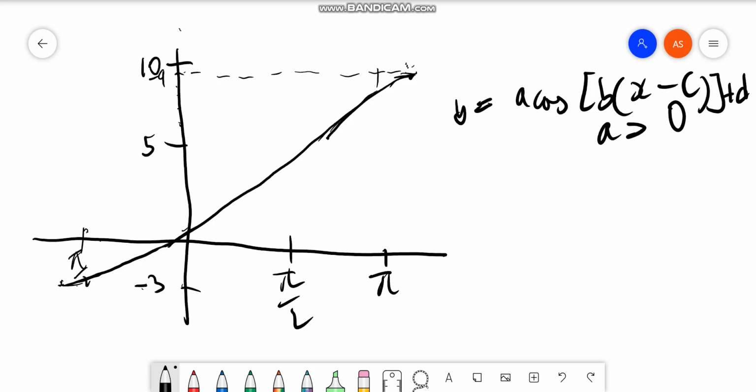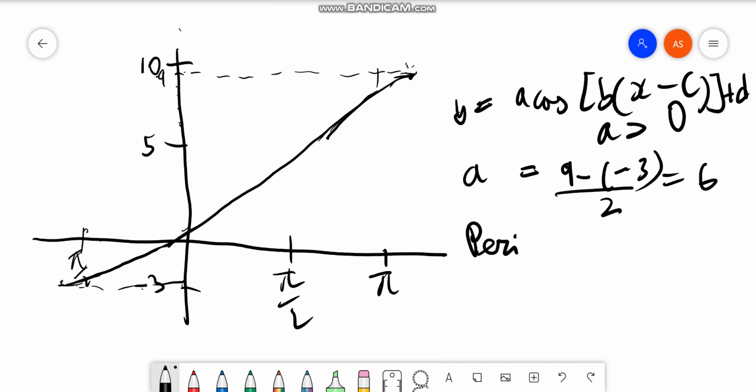So let's find a. So a is the amplitude. The amplitude is the maximum, 9, minus the minimum, which is -3, divided by 2. This is 6. So a is 6.